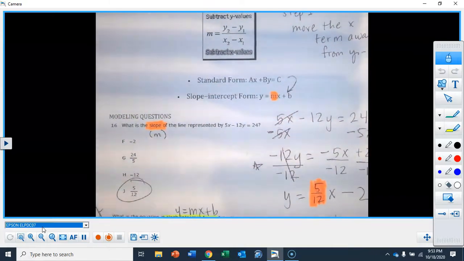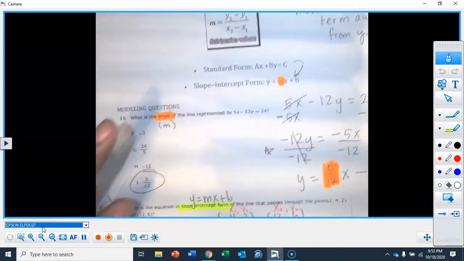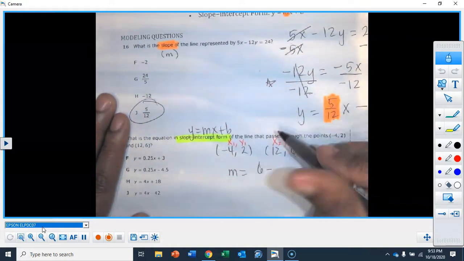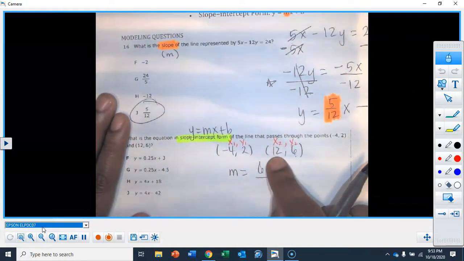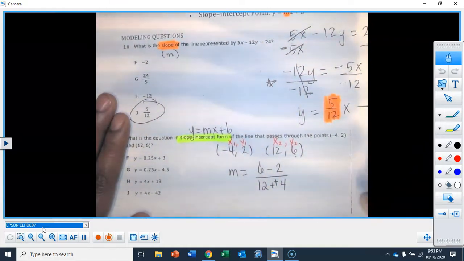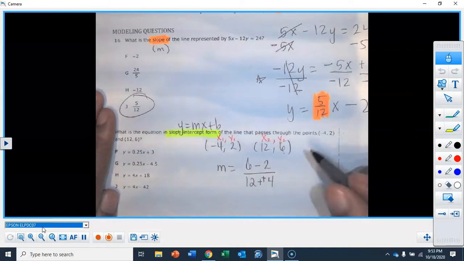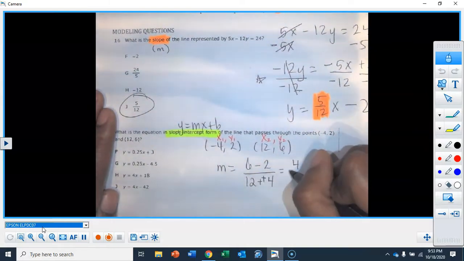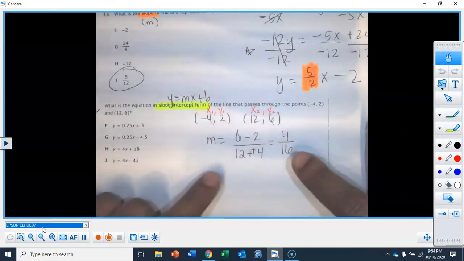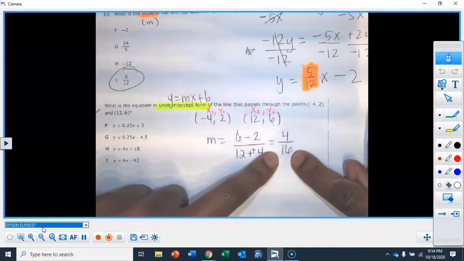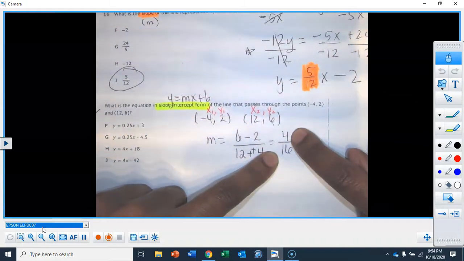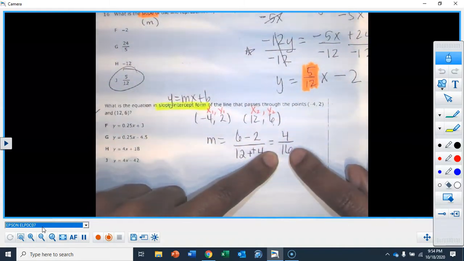So now I'm going to do y2 minus y1 over x2 minus x1. So y2 is 6 minus y1 is 2, divided by x2, 12, minus negative 4. Be careful with those minuses. Now if I look at this, 6 minus 2 is 4, over 12 plus 4 is 16. Now I ask myself, can I simplify and reduce this fraction? Sure I can. What numbers go into 4? 2 goes in there and 4 goes in there. What numbers go into 16?